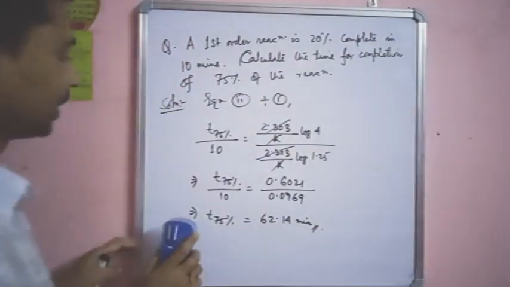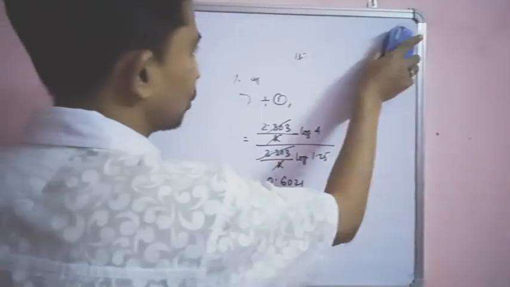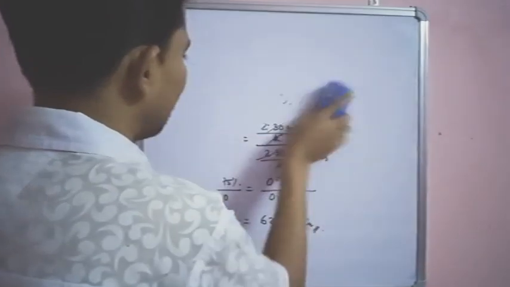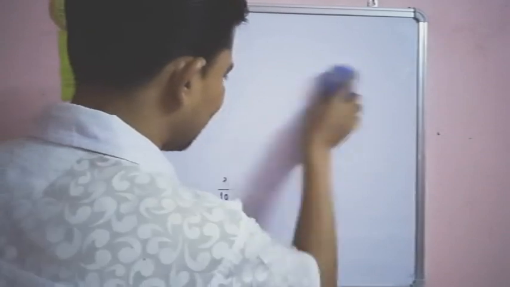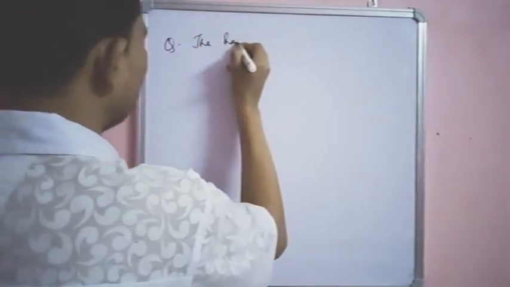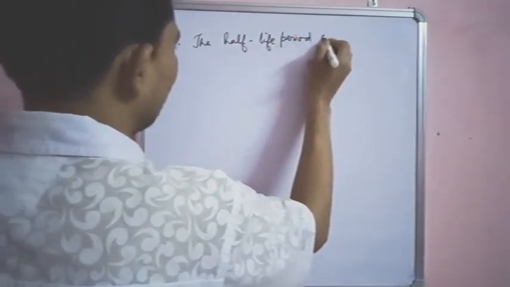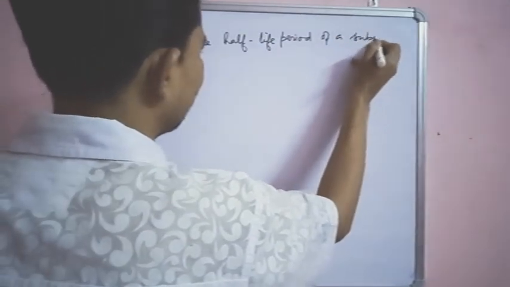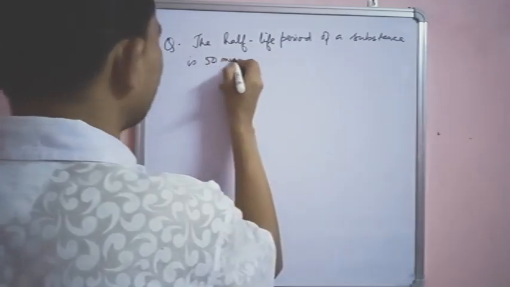The half-life period. Let's see. So in this way, my dear students, you have to approach to solve the questions. Okay. So the next question is the half-life period of a substance is 50 minutes. The t half is equal to 50 minutes.